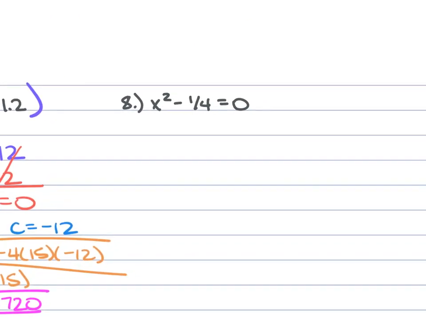For 8, we have x squared minus 1/4 is equal to 0. So we're going to add the 1/4 to both sides. And I'm going to have x squared is equal to 1/4. I then take the square root of both sides, so x is equal to plus or minus 1/2.